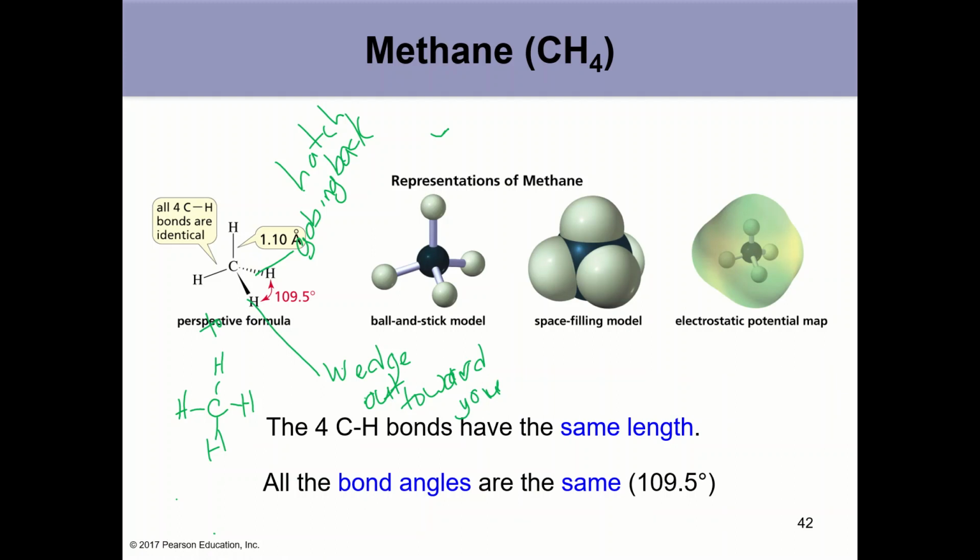The ball and stick is a three-dimensional drawing formula. The space-filling formula is harder to look at. And then we have the electrostatic potential map, which indicates where the dipole moments are and which atoms are the most positive and which atoms are the most negative.